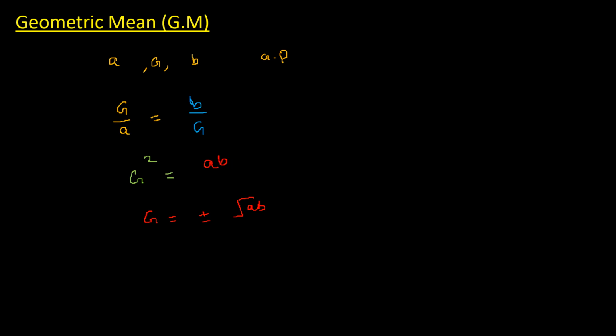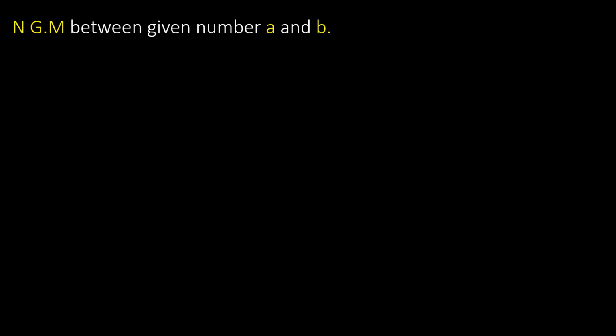So let's say we have numbers something like 2 and 6. So what will be the geometric mean between them? So we can obtain by this formula that it will be plus minus under root 12, right? Okay, so the geometric mean between 2 and 6 will be plus minus under root 12. So similarly, he asked how to find the n geometric means between the given numbers a and b.